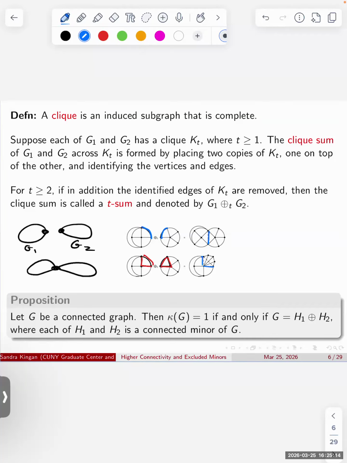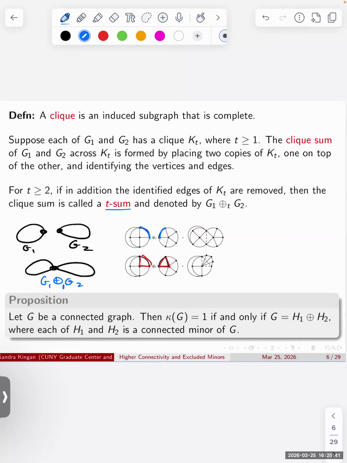So the edge stays. In the T sum, the edge is removed. Of course, for one sum, clique sum and T sum are pretty much the same, and we don't really put the one over there. But for two sum, the edge is removed, so that's why it's dotted. Three sum, the edge is removed. All right, so that's clique sum and T sum.